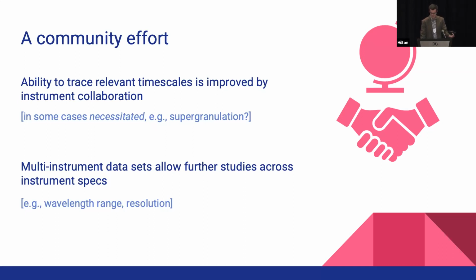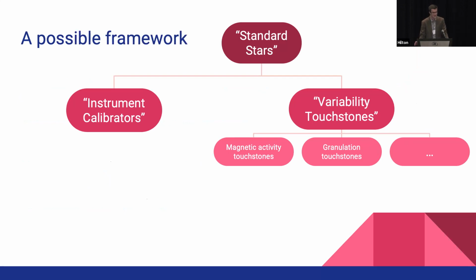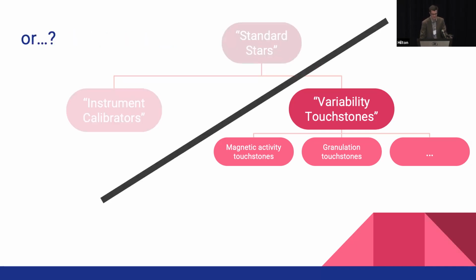And so Jen was talking about the standard star working group and what's working there. So one possible framework here, a little bit more of a potential guideline, is where standard stars encompasses both these instrument calibrators, which were the canonical standard stars, but also includes these variability touchstones, which can have some subsets depending on what type of variability you're interested in. But perhaps we want to do something more in parallel, leave standard stars as the instrument calibrators, and leave variability to a separate group.